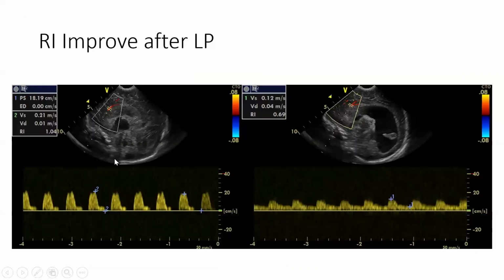So this is again the old baby which we discussed in the VI. I did the RI on admission, and you can see there is no diastolic flow over here. So when I measure the RI, it is 1. That means there is already impairment of the perfusion. And once I did the lumbar puncture, you can see the RI is drastically improved. It converts into 0.6, and after the lumbar puncture, the resistance goes down and you can see the diastolic flow over here. So you can also monitor the RI before and after lumbar puncture.